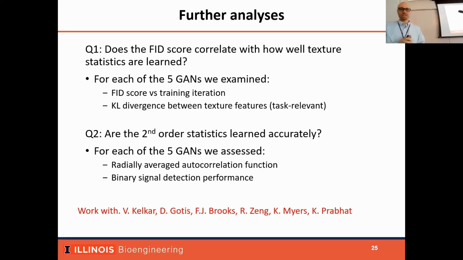So the first question is, how does the FID correlate at all with how well texture statistics are learned? Because these are basically texture models, right? So for each of the 5 GANs, we looked at the FID score versus training iteration for the GAN. And then we also computed the KL divergence between a collection of texture features, and we compared the 2. The second question is, are the second order statistics actually learned accurately by the GAN? And to address this, we looked at the radial average autocorrelation function. And then we also performed a binary signal detection task.